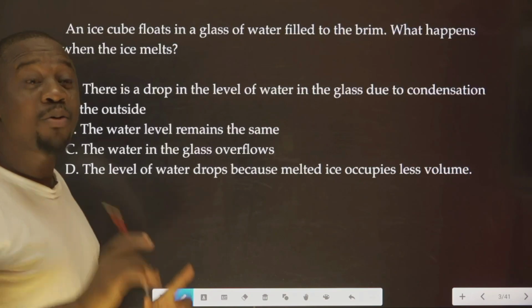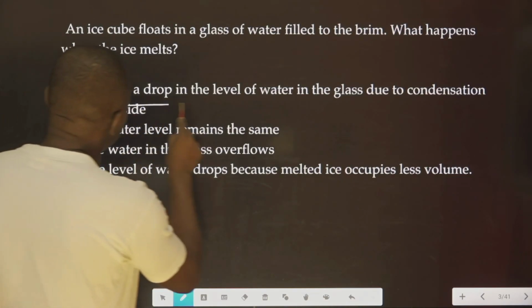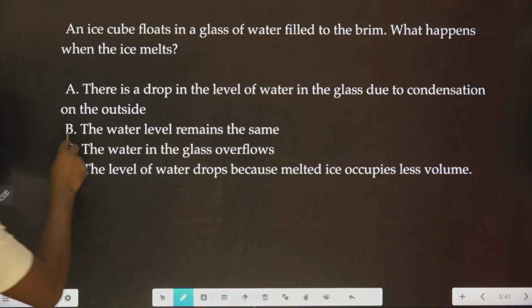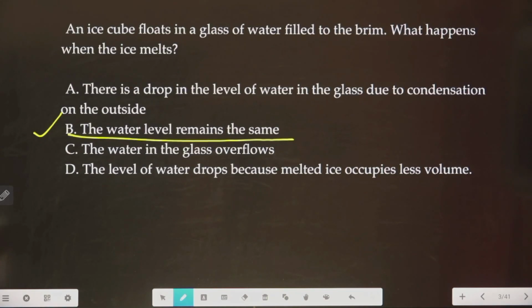Another question says, an ice cube floats in a glass of water filled to the brim. What happens when the ice melts? A, there is a drop in the level of water. It's not possible. The water level remains the same. No need to waste our time. This is the answer. Why is this the answer?